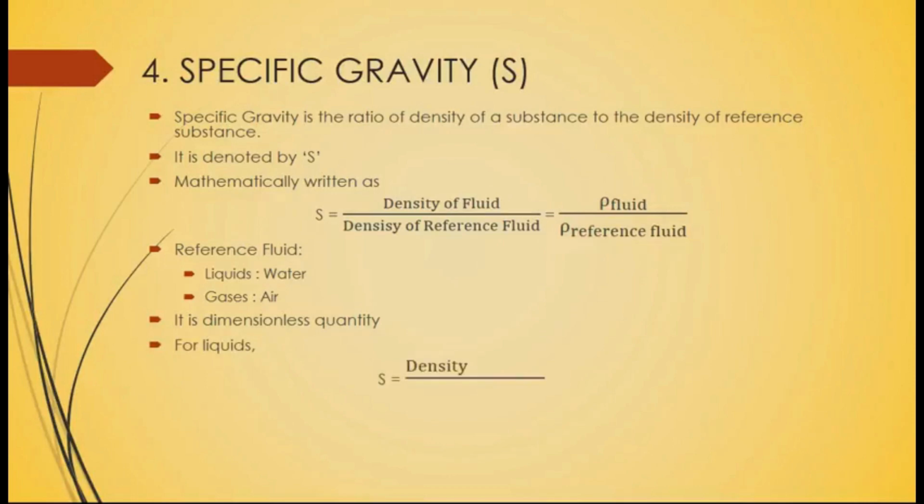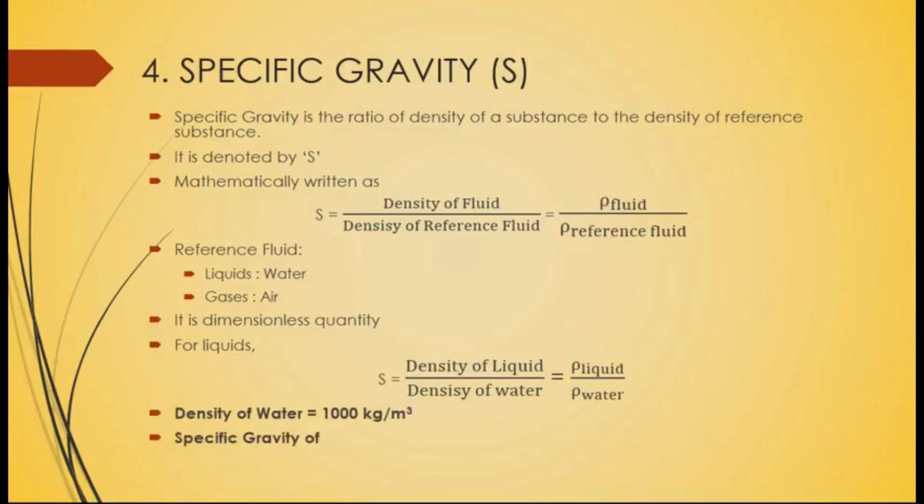So if we talk about specific gravity of liquids, that is the ratio of density of liquid to the density of water, rho liquid by rho water. Density of water is 1000 kg per meter cube. I repeat it again, please remember.